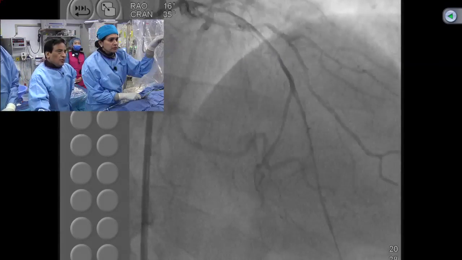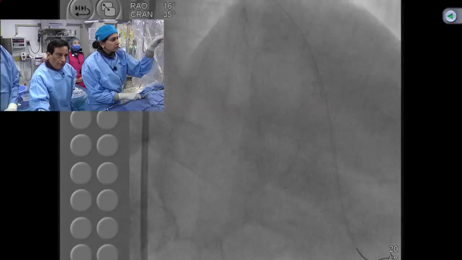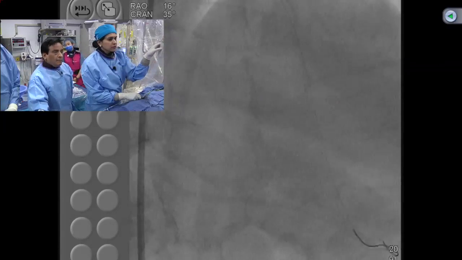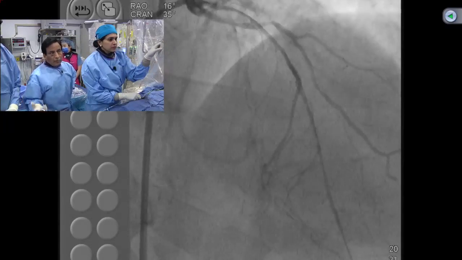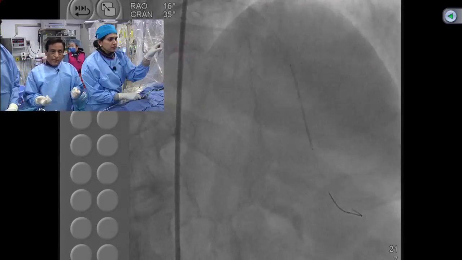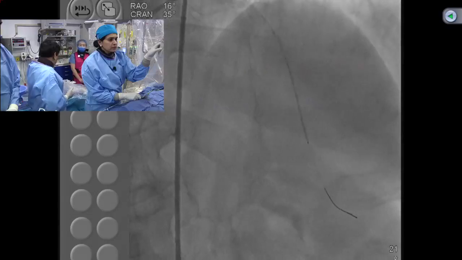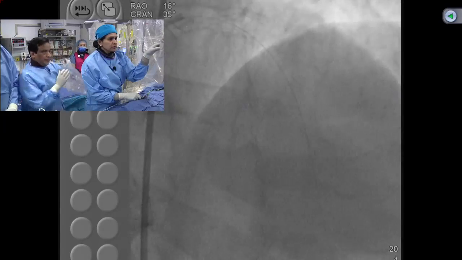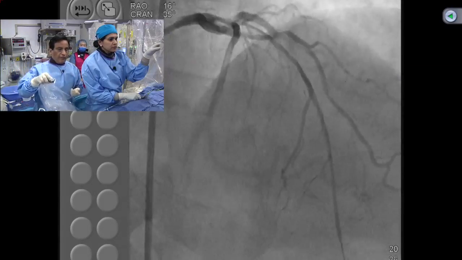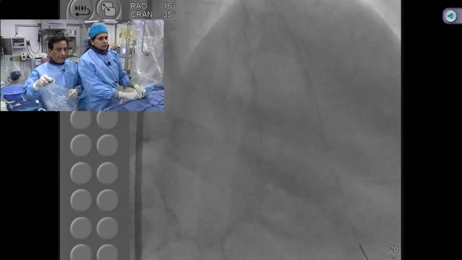One thing for sure, orbital atherectomy causes less slow flow, that's a plus point, but it does cause more wire bias. Obviously so, because the wire is 0.012, a very stiff wire, so it will cause more wire bias, so you have to be careful. That's where people have some trouble with dissections and perforations when using orbital atherectomy in those cases.